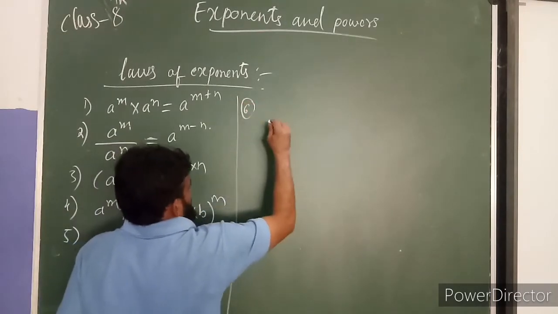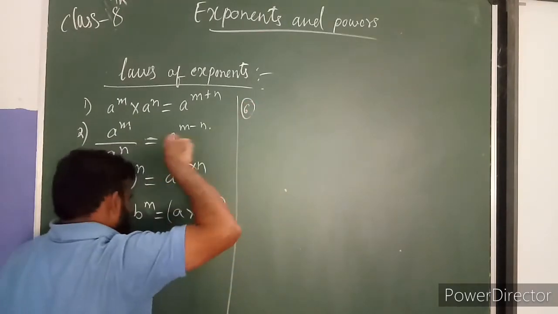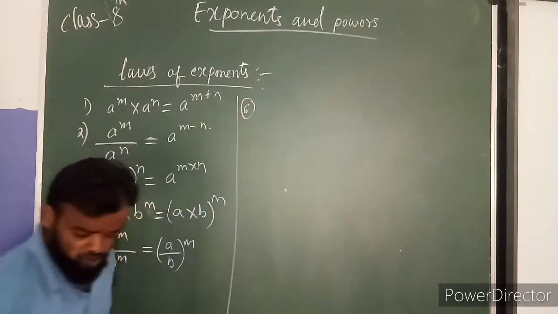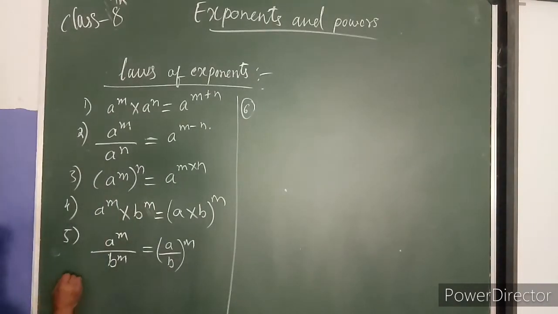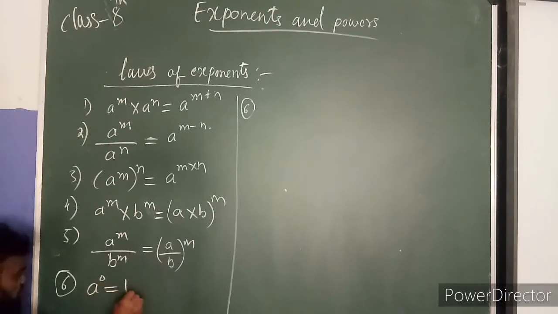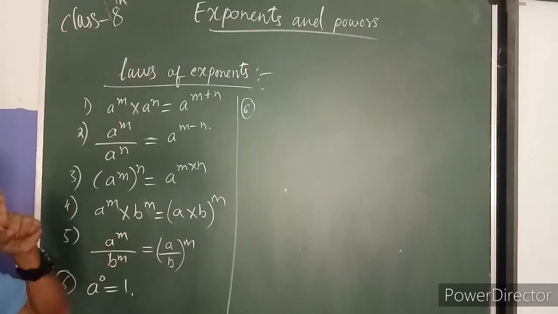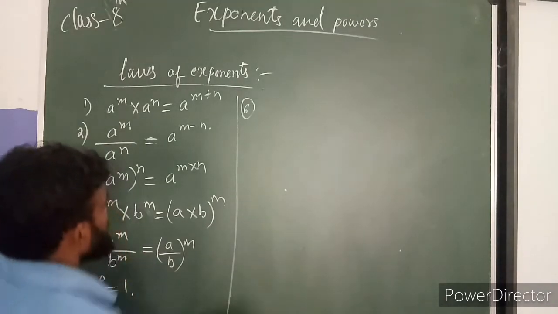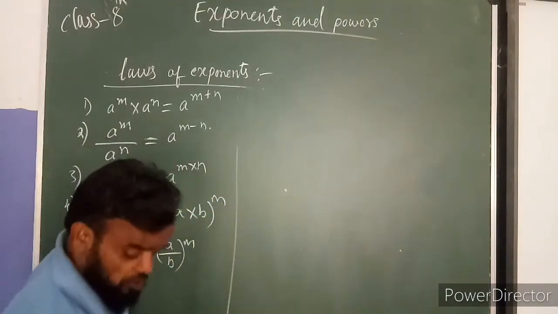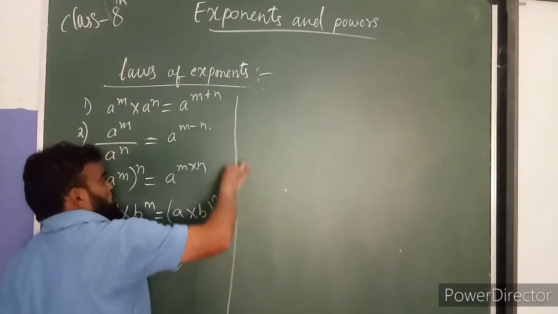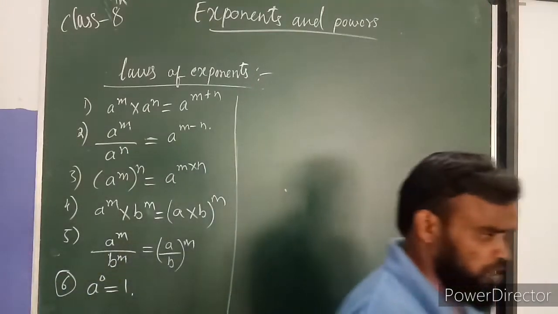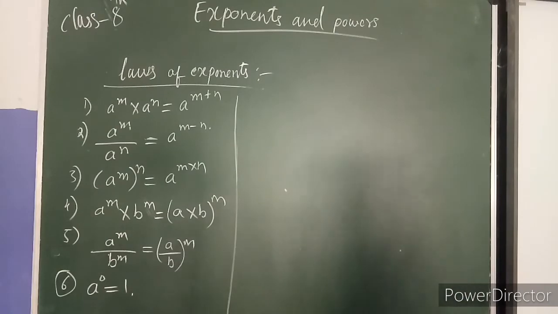Sixth law of exponents. So here, I'll write down the sixth law of exponents. A to the power of 0 is 1. Already I talked before only. Any variable to the power of 0 is 1. Any number to the power of 0 is 1. So this is the sixth law of exponent. This is the rules or formula. You have to remember that. You have to think it. And you have to do by yourself only.